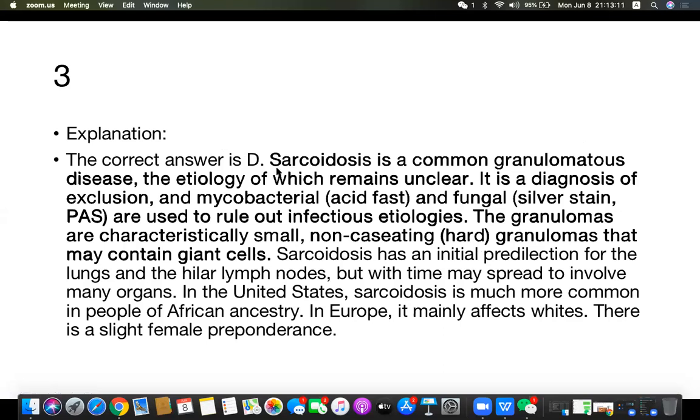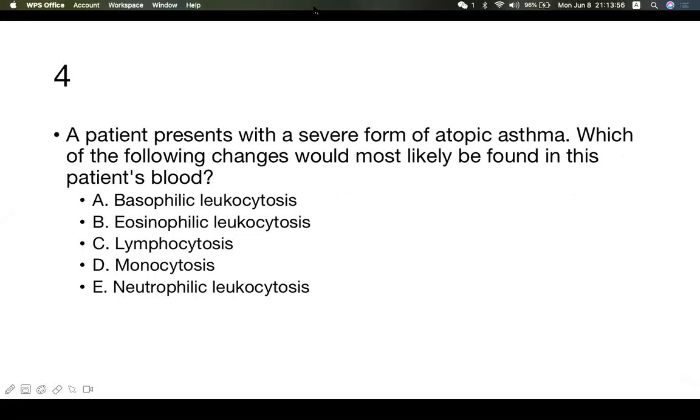Now let me quickly go through it because this is information for you. Sarcoidosis is a common granulomatous disease, the etiology of which remains unclear. That's why we call it idiopathic granulomatous inflammation. It is a diagnosis of exclusion, and mycobacterial and fungal stains are used to rule out infectious etiology. Now see that the acid fast, silver and PAS stains are negative here. So those infectious etiologies cannot be considered. And they clearly showed granuloma, which is seen in sarcoidosis. Let's move on to number four.